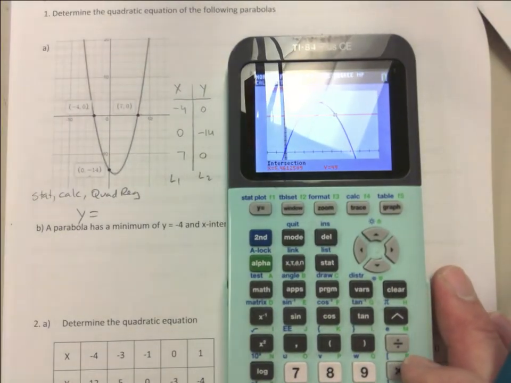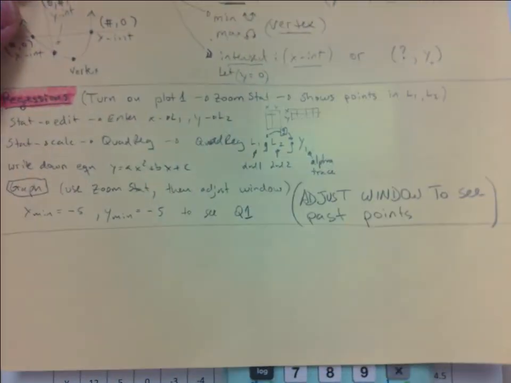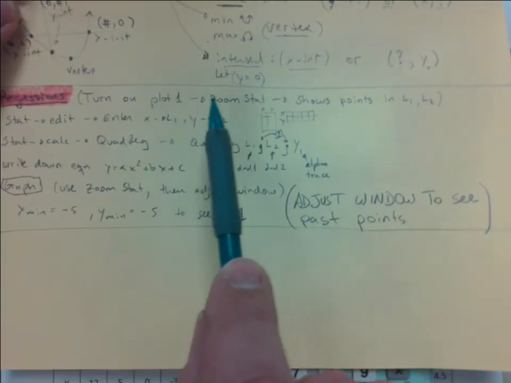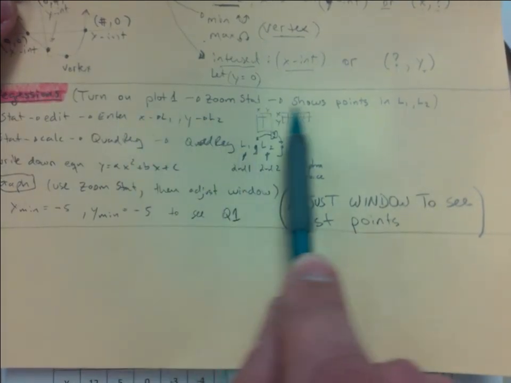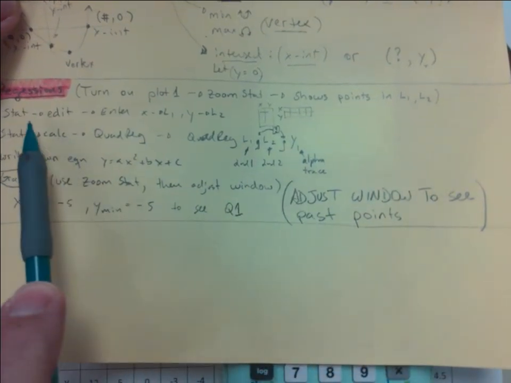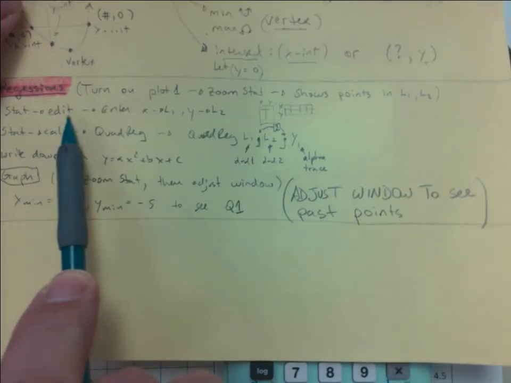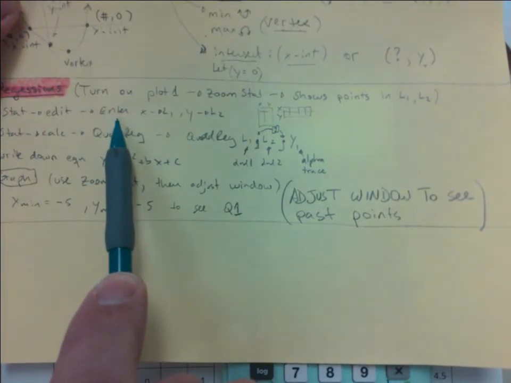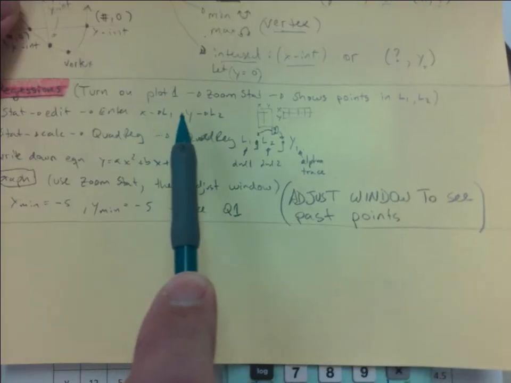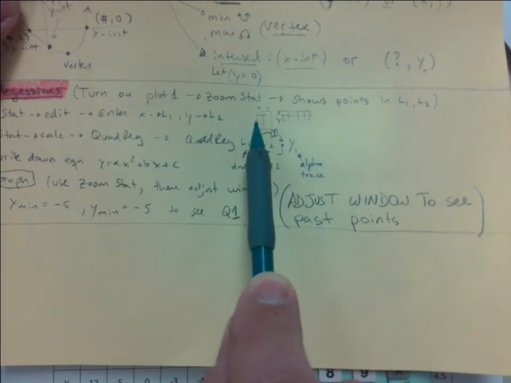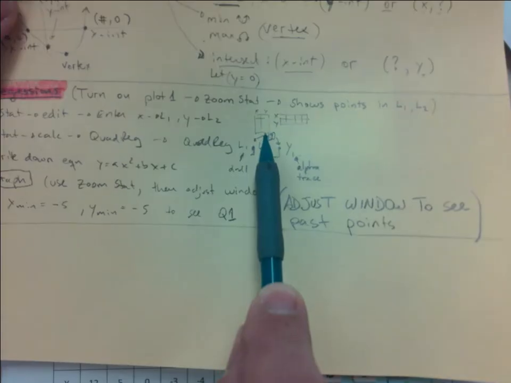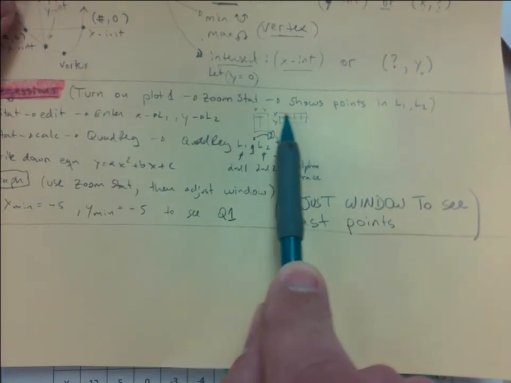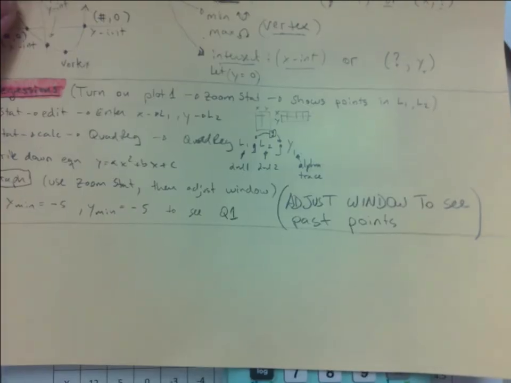Let's see here real quick. What is the reminder for my study sheet? Turn on plot 1. That way we can use zoom stat and it shows the points. That's just a reminder. It is already on my calculator. Then I'm going to go stat, edit, enter, and then X goes into L1, Y goes into L2. Regardless of what the table looks like, the first thing is X, the second is Y. If it's a horizontal table, the first is X, the second one is Y. Okay? So let's do that.